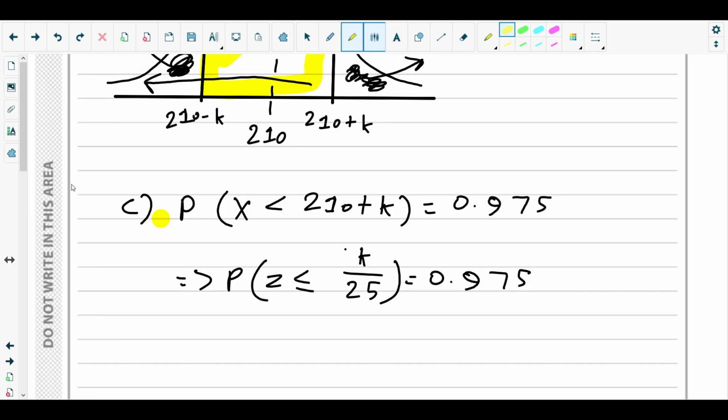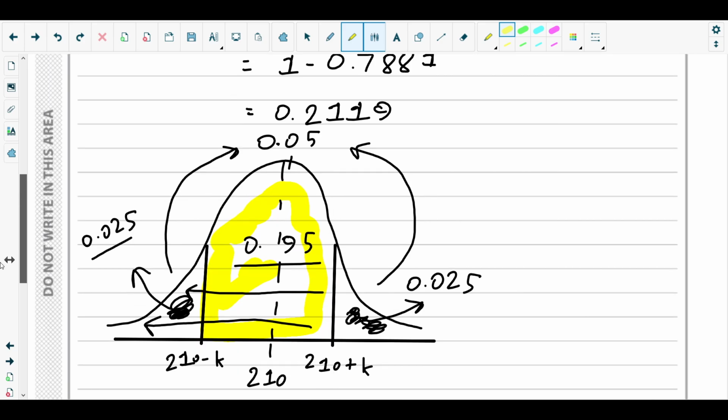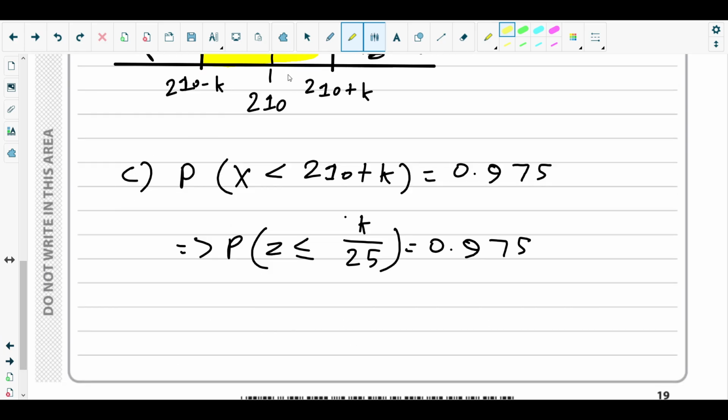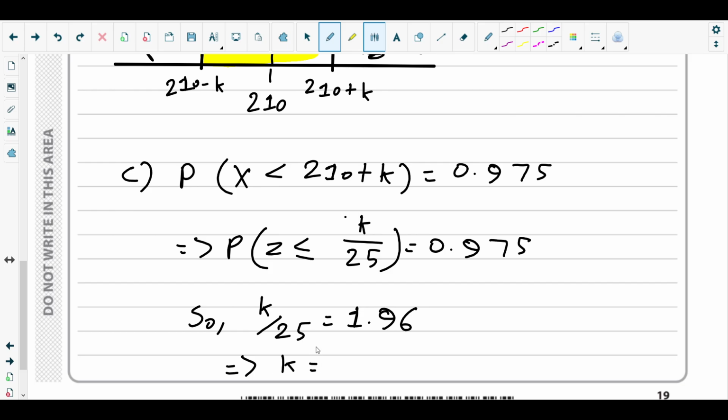1.96. Okay, that means the value for k over 25 is what here? So k over 25 equals 1.96. Okay, so k equals what? 25 times 1.96, that would give you exactly 49.